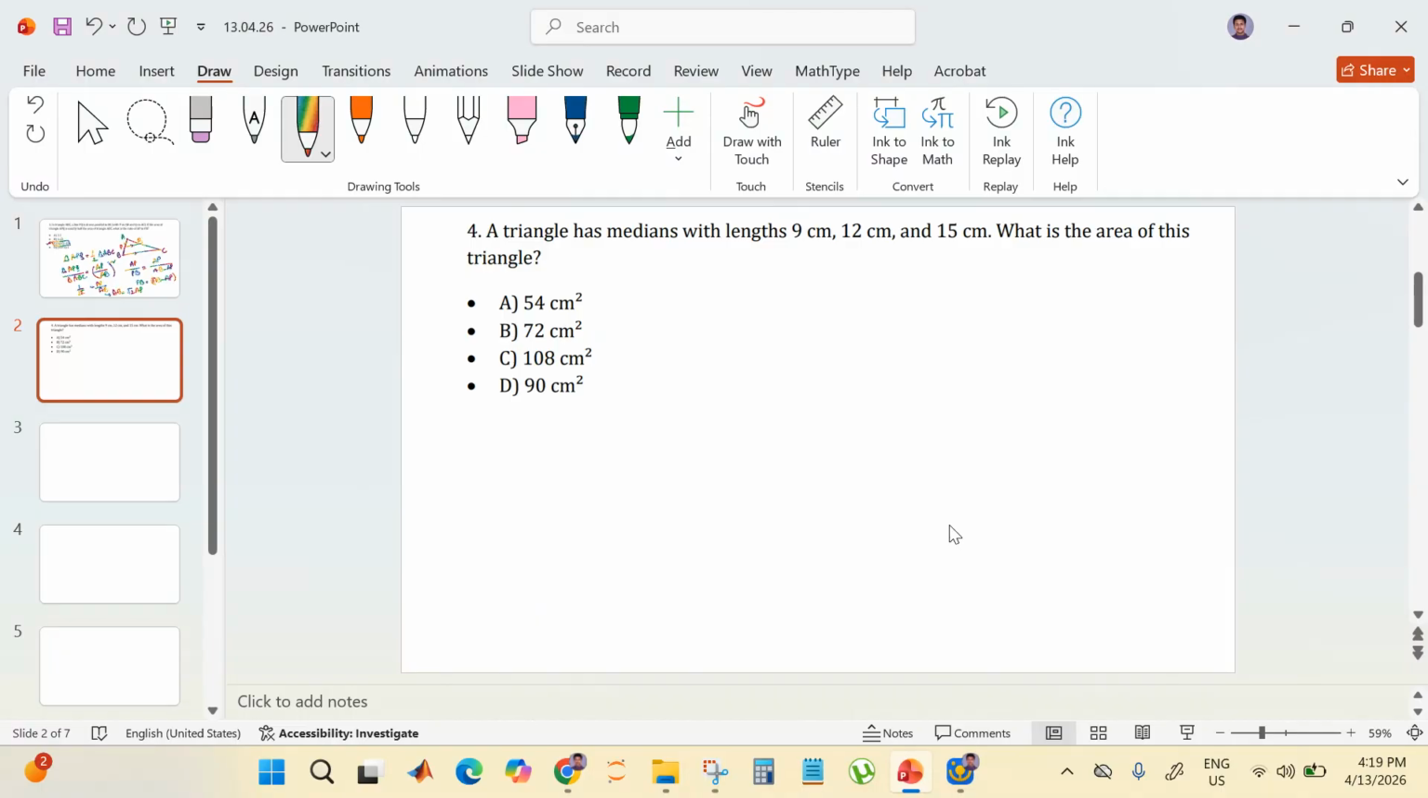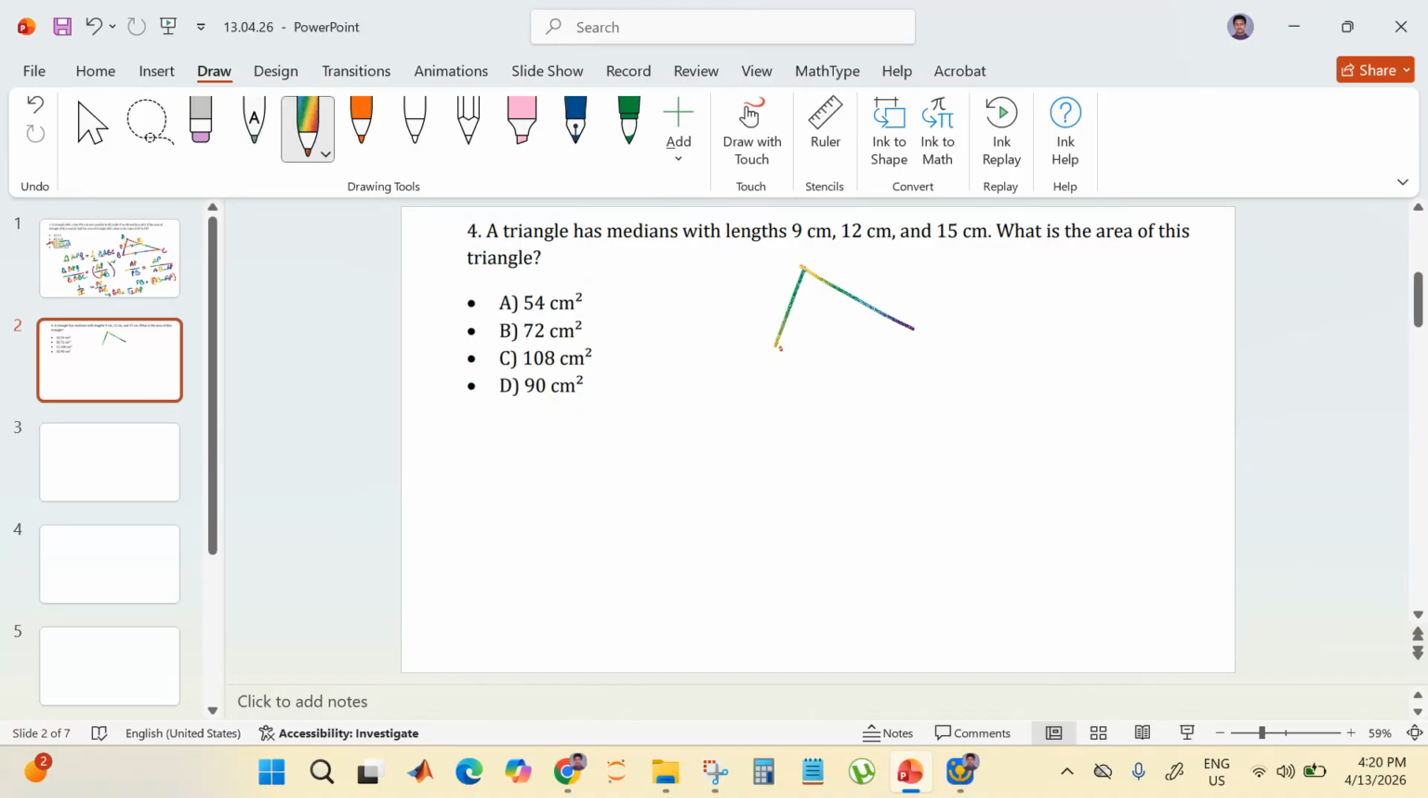Okay. A triangle has medians with length 9 centimeter, 12 centimeter, 15 centimeter. Actually, these 3 lengths are given for the medians. Okay, what is the area of this triangle?